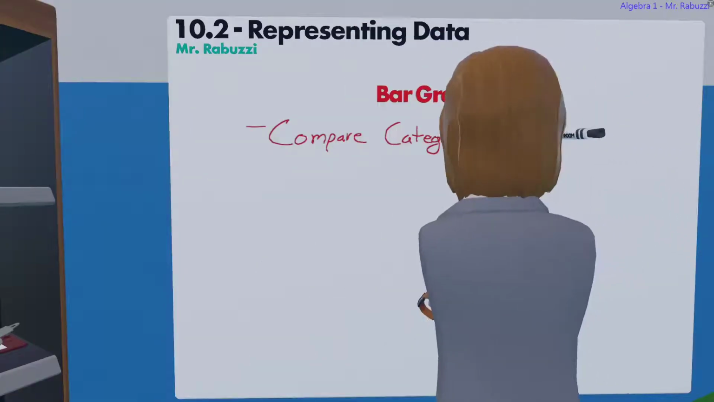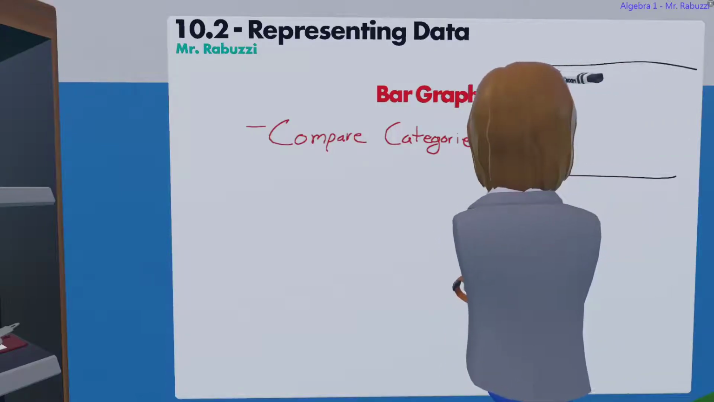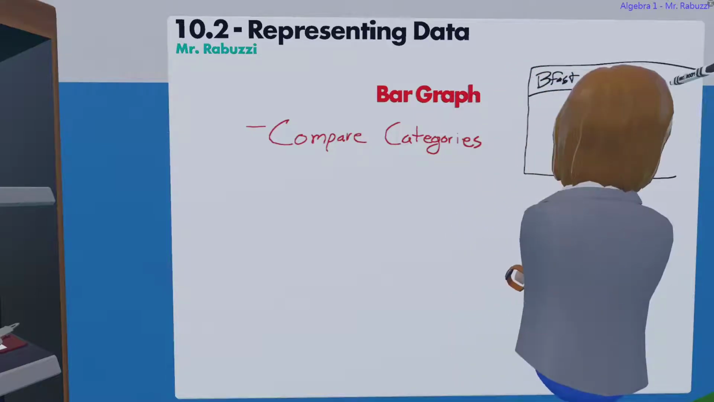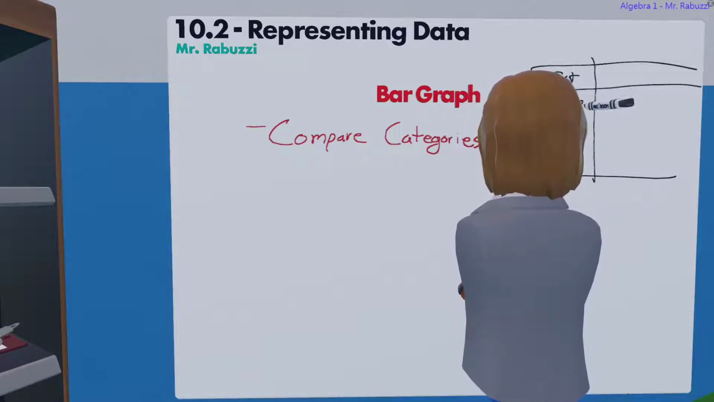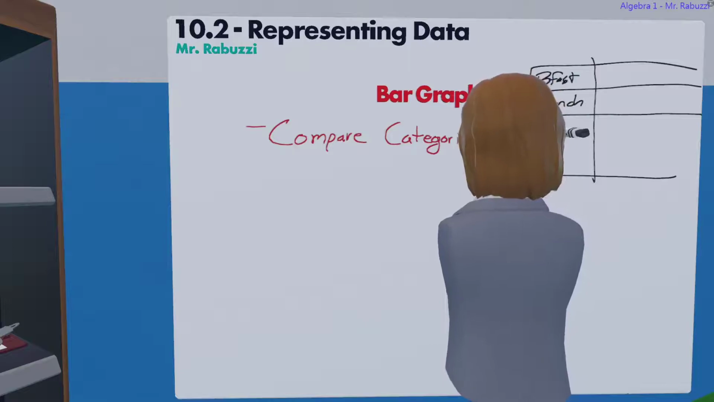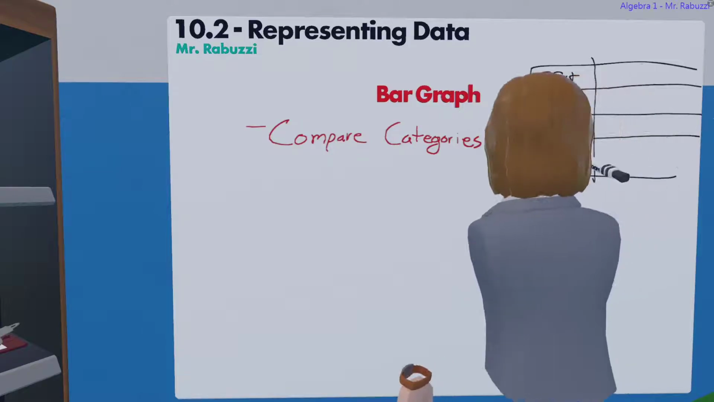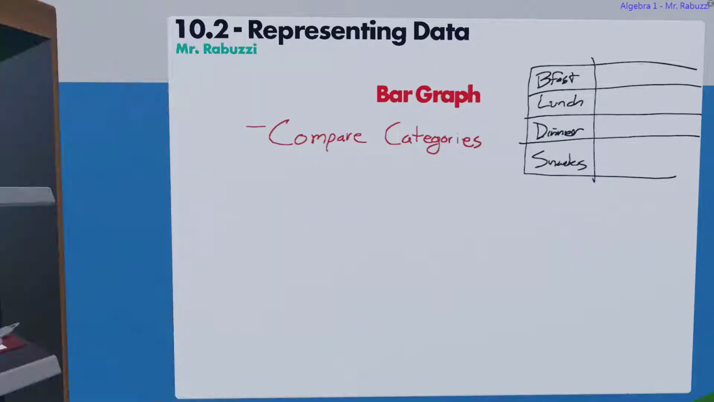For example, we would say, okay, like we'll do dinner and lunch and breakfast. So who likes breakfast? Who likes lunch? Who likes dinner? And who likes snacks? Okay, so we would take our categories, and we'd probably ask a bunch of people for this one, right? There's different ways to get the data.